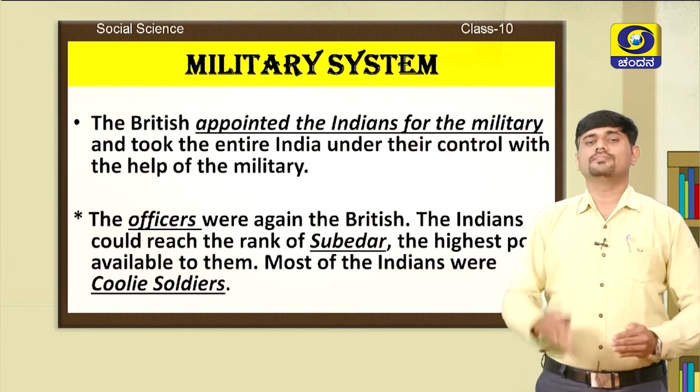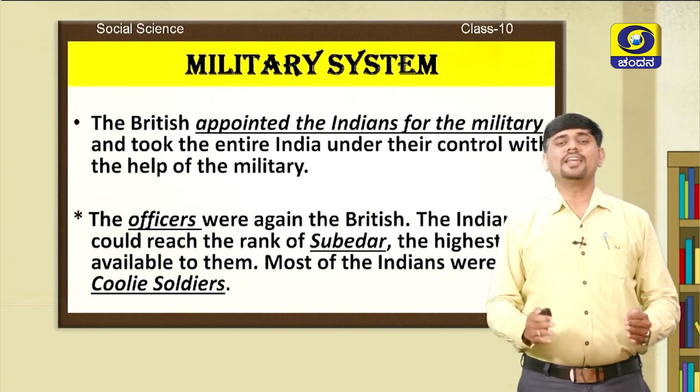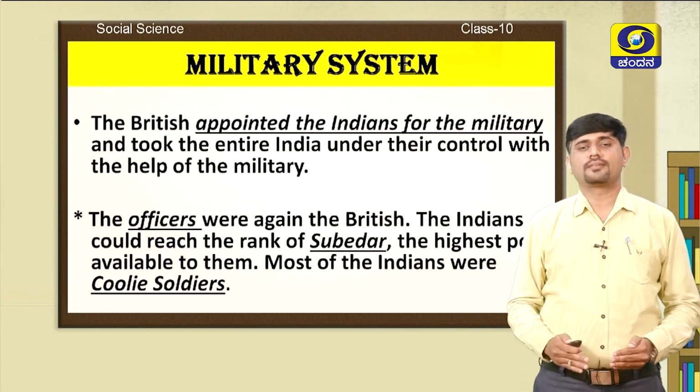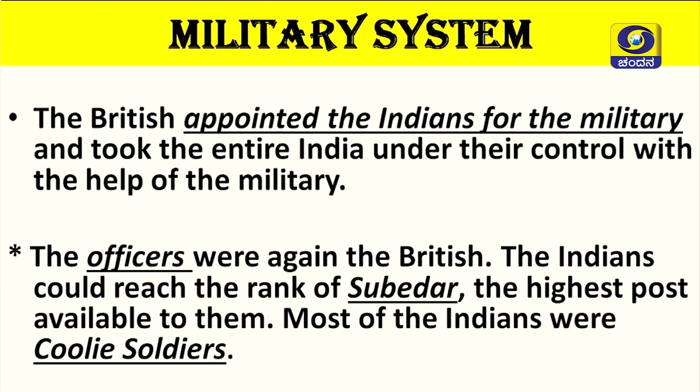Following the police system, let us study the military system of British India. What were the impacts, what were the changes in the field of the military brought by the British East India Company authority? The British appointed the Indians for the military and took the entire India under their control with the help of the military. Initially, the Indians were not given importance in the military, but later on, they appointed the maximum number of Indians in the military. With that, the British were able to control the entire India.